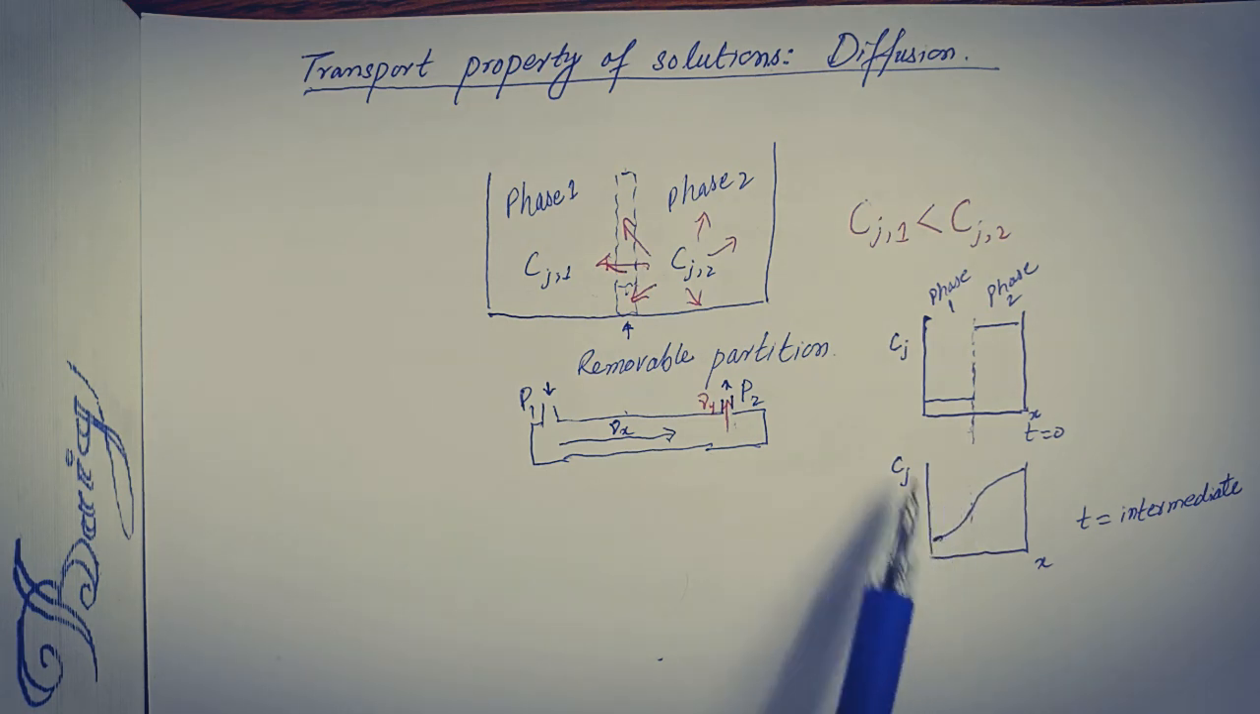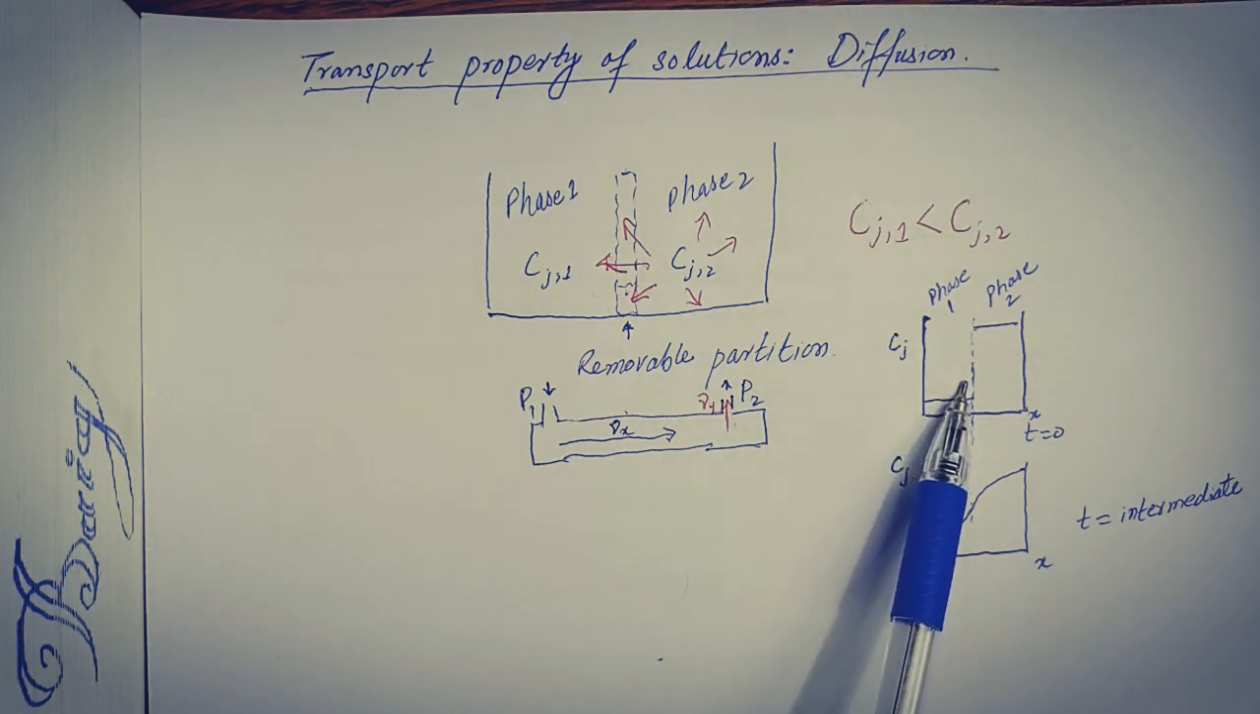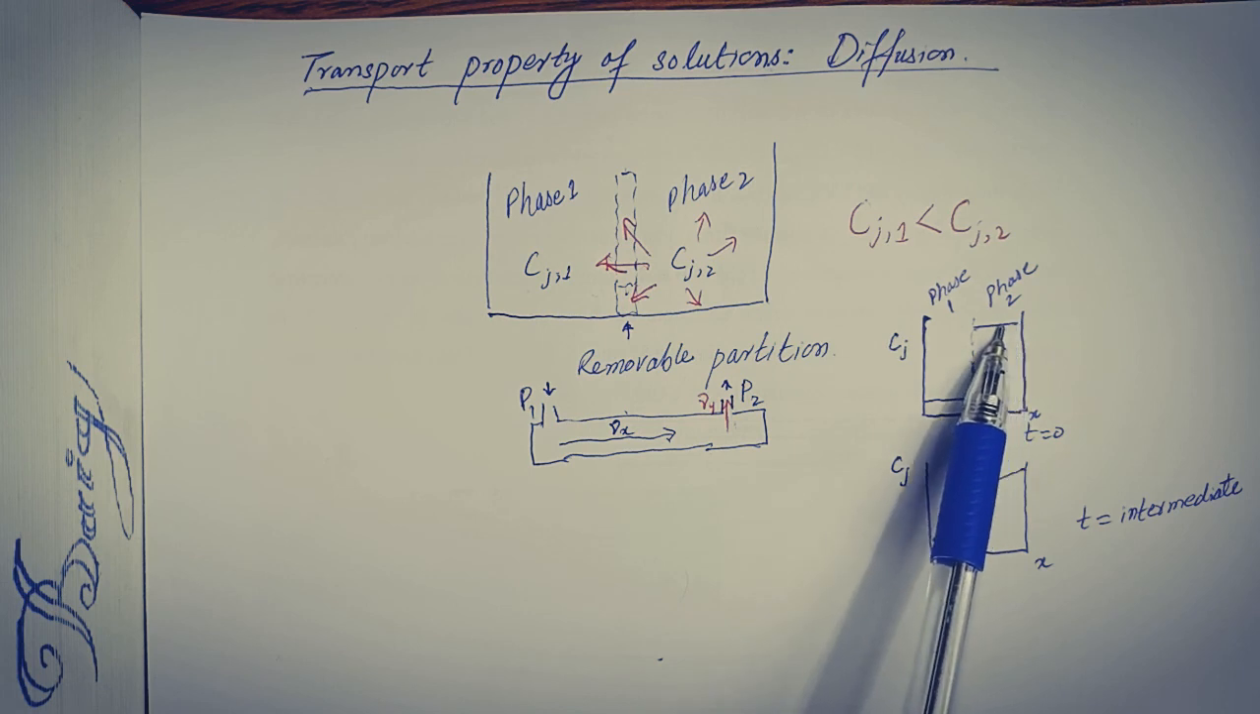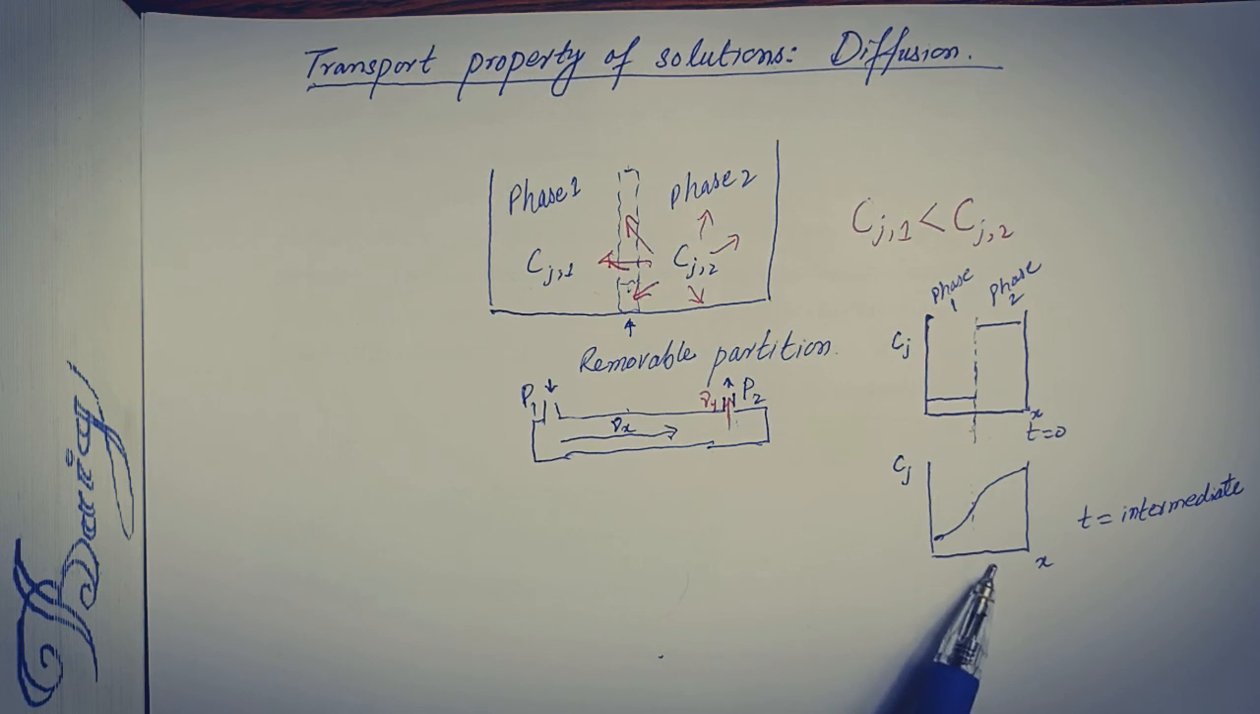In this way the concentration of species J in phase 1 is increasing, whereas the concentration in phase 2 is decreasing. So we have this type of concentration distribution with respect to the chamber distance from the barrier which was removed.